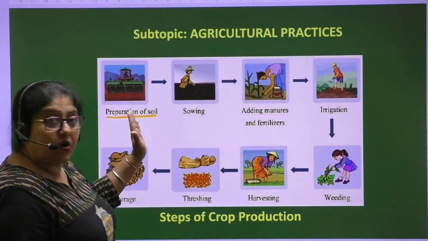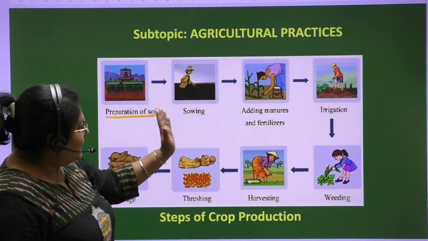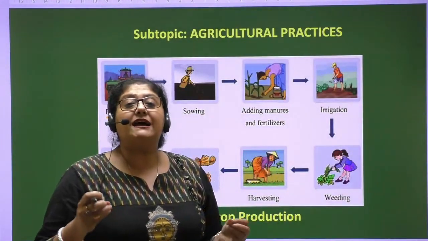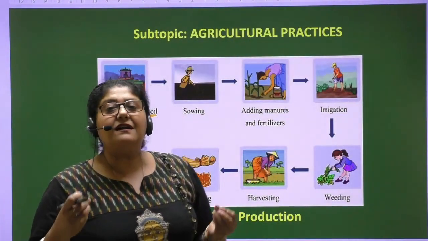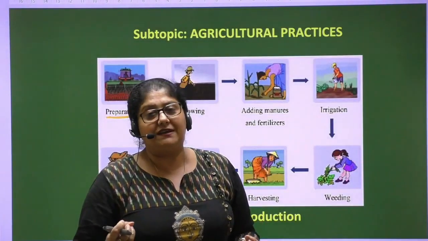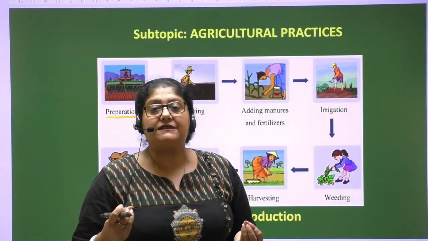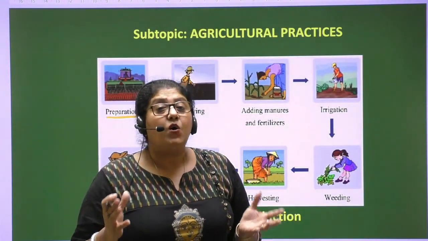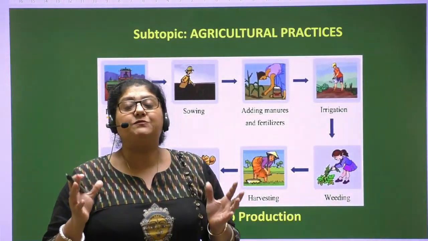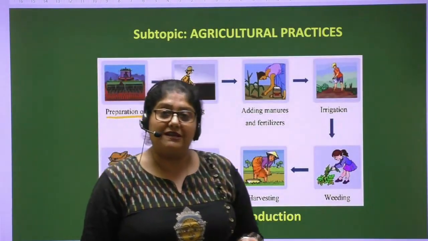Now once the soil or the field is prepared, then the seeds are sown. Then after sowing seeds, the manure or fertilizers are added. These are nothing but nutritional enrichment of the soil. Certain micronutrients, certain macronutrients, certain organic matter which the soil might not be having or may be having in smaller amounts, those are fulfilled by adding manure and fertilizer.